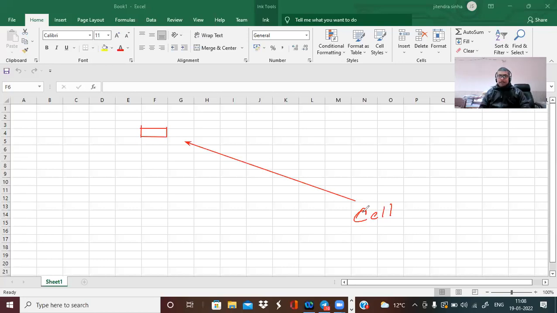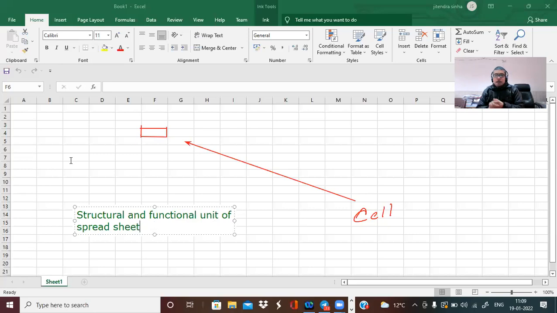A structural and functional unit of living life. In the same way, the cell is also the structural and functional unit of a spreadsheet. Do you agree with me? Now you will tell me why we call the cell a structural and functional unit.